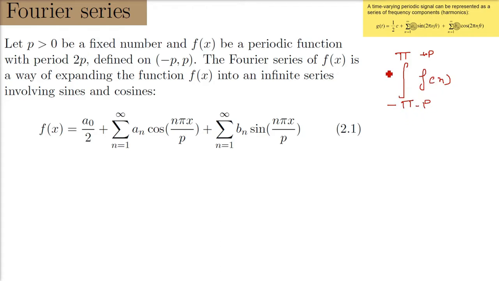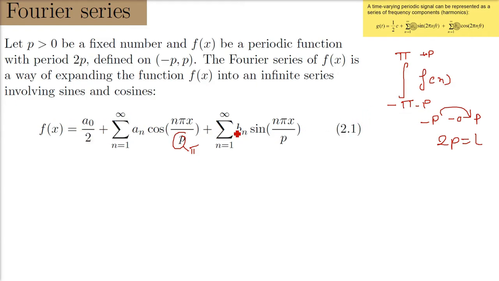So negative p to p, which is actually a range of 2p, because minus p to 0 and 0 to p is 2p only. So the period is 2p. You see here, L has to be p so that 2p equals 2L. So we are taking this p as pi here. If you take negative pi to pi, it can also be minus 2 to 2, so p will be 2.